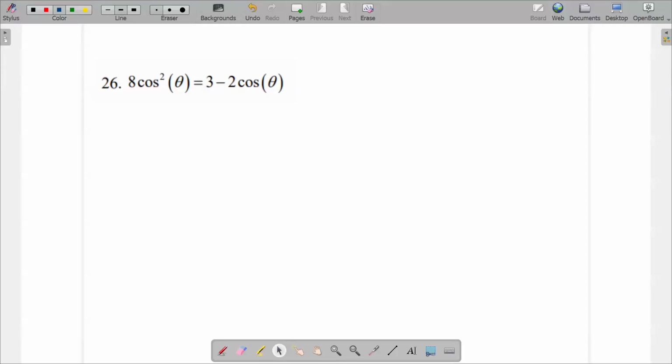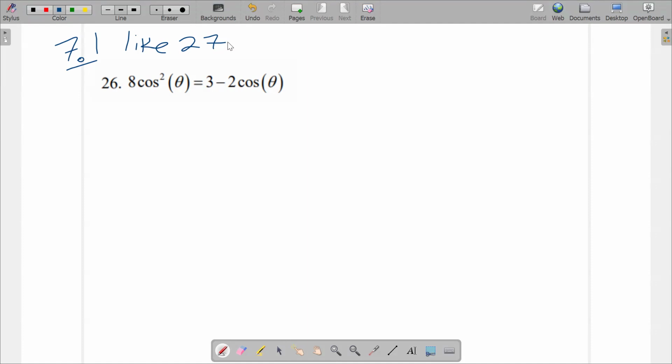All right, so this is homework 7.1. If we have squares going on and it's just sines or just cosines, then we can do a substitution.